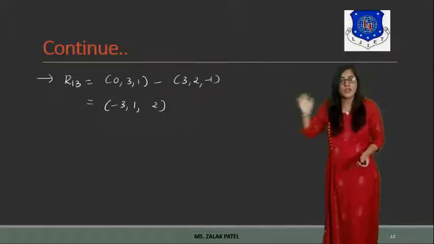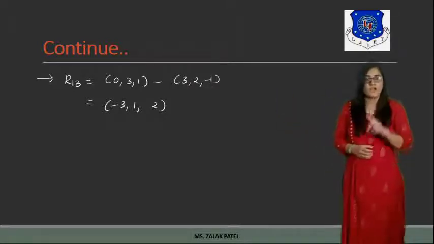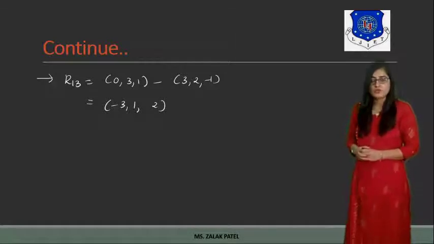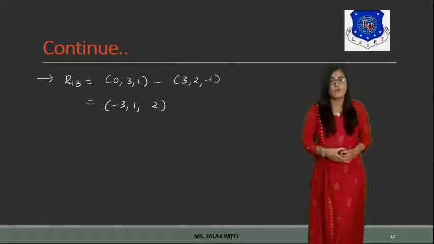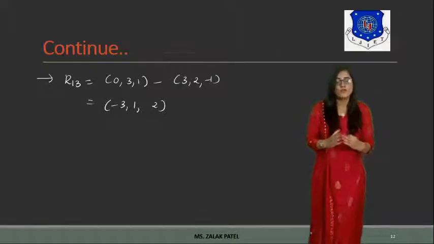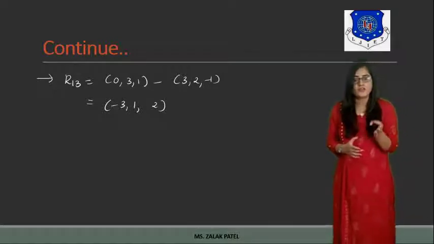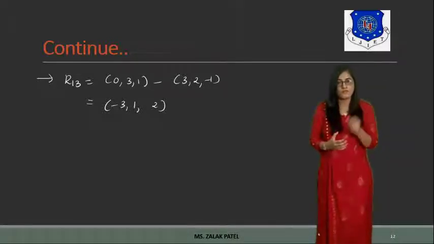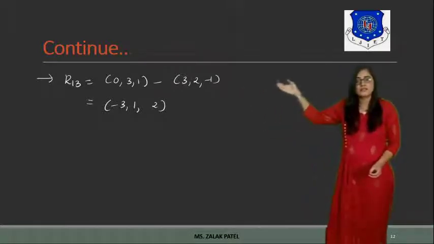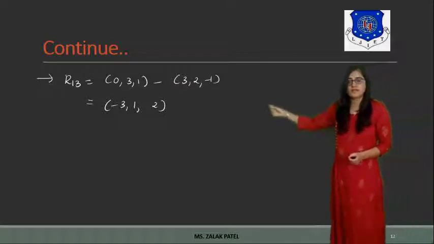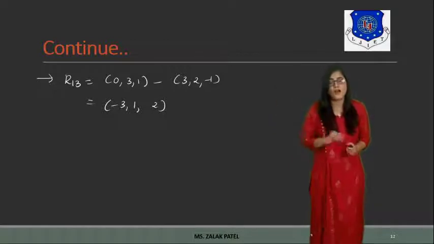For that, you first have to find the distance between point charge 1 and point charge 3. R13 means you have to do R3 minus R1, because we have to find the force on point charge Q3. That's why we subtract the location of Q1 from that point. That means (0, 3, 1) minus (3, 2, -1), which gives us (-3, 1, 2). That is our answer for R13.